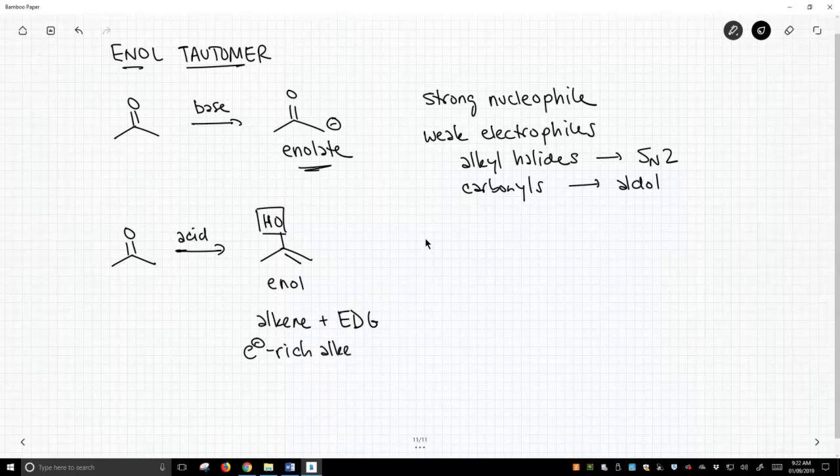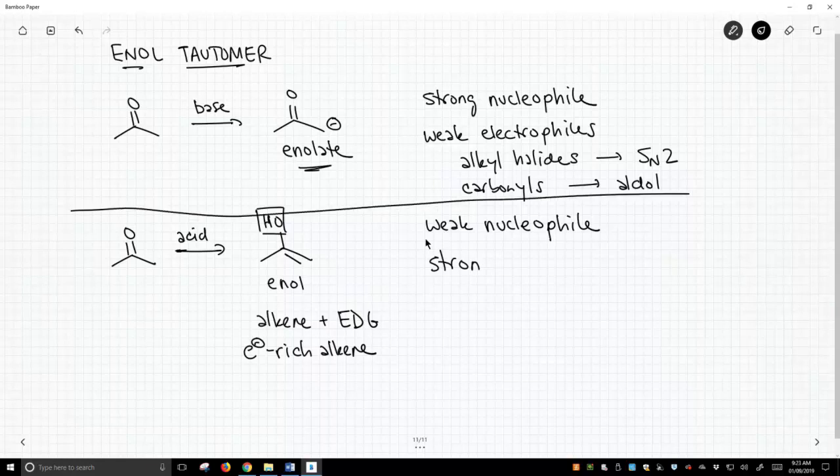Why is it so electron-rich? Well, because it has an extra electron donating group. Now that makes this alkene able to serve as a weak nucleophile. It's not a strong nucleophile, but it's a weak nucleophile. So what do we react with our weak nucleophile? We need a strong electrophile.